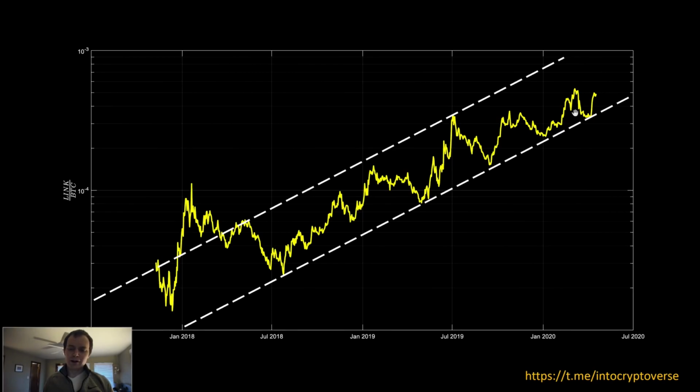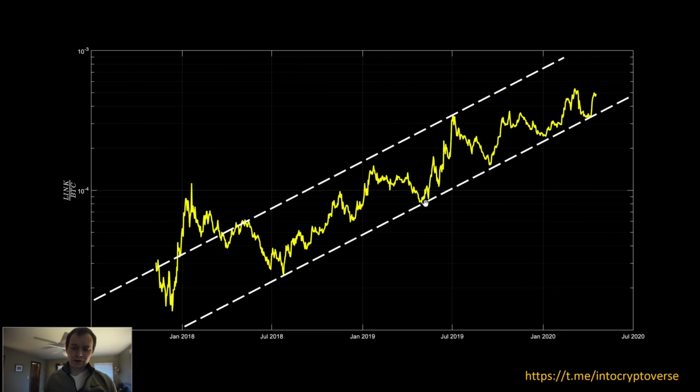You can see that we've come down to this line a number of times, 1, 2, 3, 4, 5, 6 times over the last 2 years, and ultimately every single time Link has managed to continue to go on, not always to higher highs. So for instance, this time it hit the bottom of the channel. By the time it reached its short-term peak in the first quarter of 2019, it was higher than its peak, at least on the daily time frame, from back in 2018.